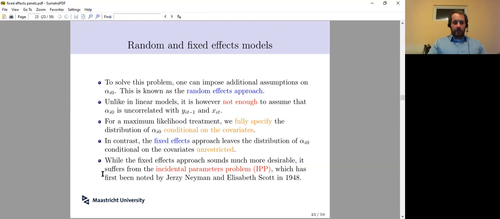However, there's also a big downside of the fixed effects approach, namely, the fixed effects suffers from the so-called incidental parameters problem. And this is an incredibly influential paper by Jerzy Neyman and his PhD student Elizabeth Scott. In particular, Jerzy Neyman, I'm pretty sure you heard the name before, is one of the greatest statisticians ever, and particularly of the 20th century.